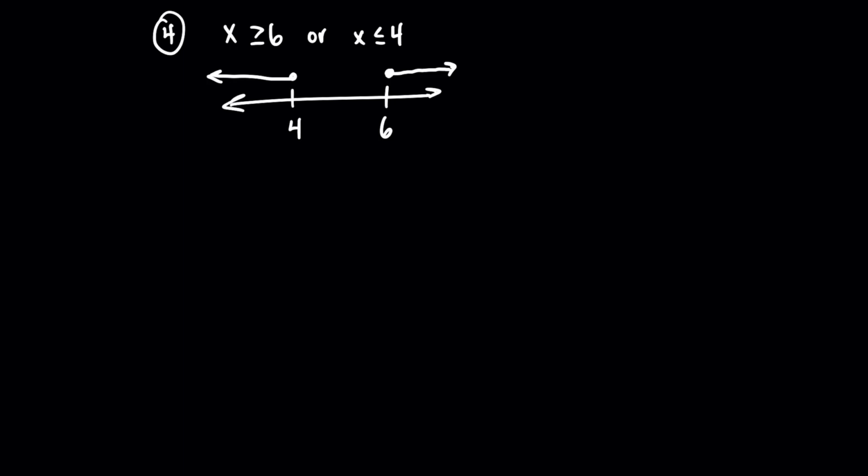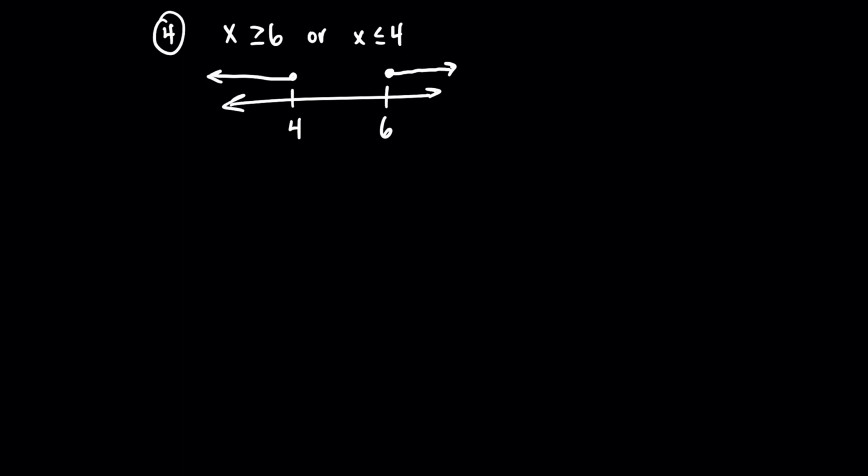Okay. What about 5? If you pick 5, so 5 is right here in the middle. Is 5 greater than or equal to 6? Nope. Is it less than or equal to 4? Nope. So 5 should not be a part of our solution set. And if you look, it's not, right? We're not shading in between 4 and 6.